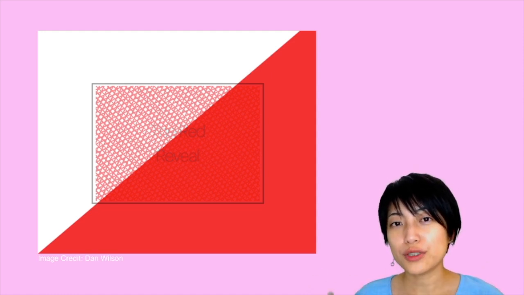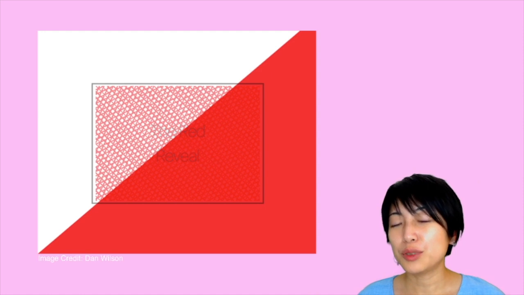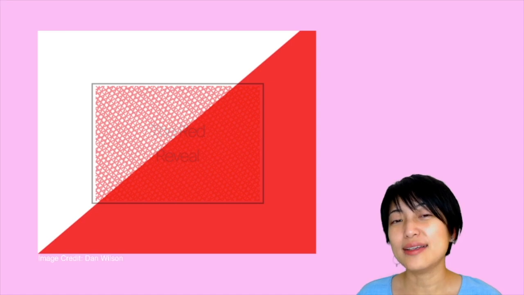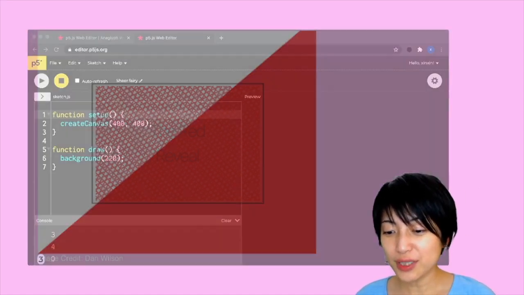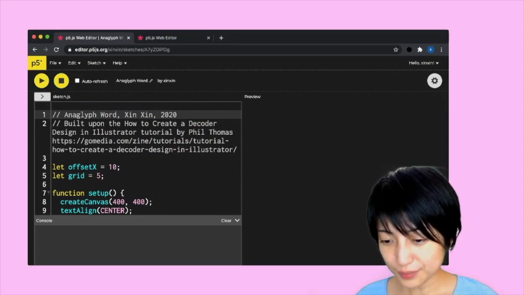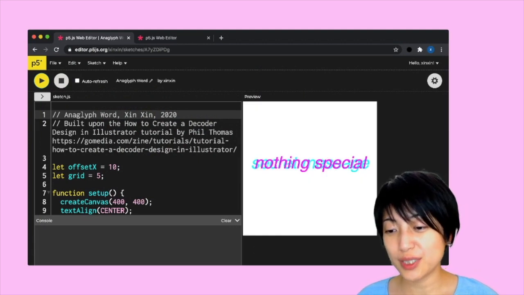And the interesting illusion that happens when you put on red glasses or put on a red filter over this image is that you can actually reveal the cyan words that are hidden behind the red pattern. So we can actually reproduce this effect in p5.js. Here I have a very simple example, and we're going to try to reproduce this first.